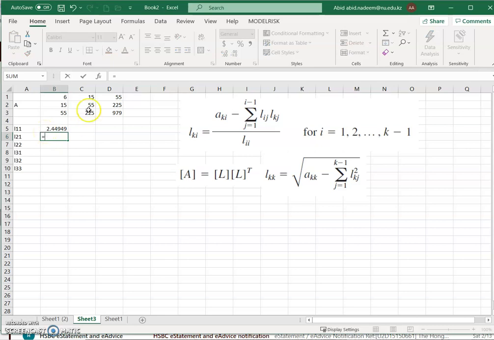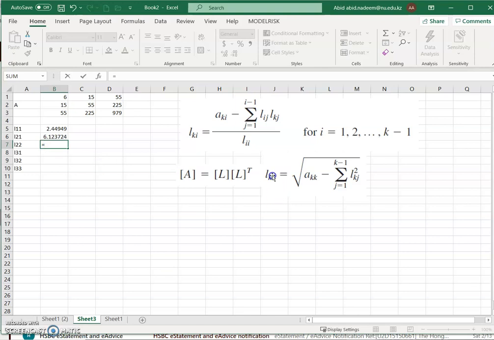Okay, so now L21. For L21, we will look at this equation, and in this equation you can see that this is a fraction, so I will put a bracket over here. So it is L21, which means k is 2, i is 1. So A21 is here. And minus, you can see that i is 1, so 1 minus 1 is 0. Therefore, this summation term will be 0. Then divided by L11. L11 is here, so it will be this term, 6.22.